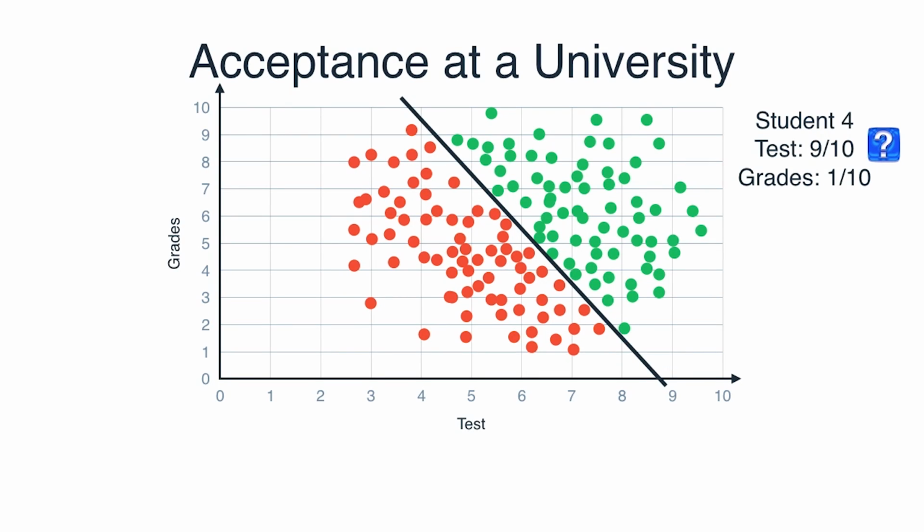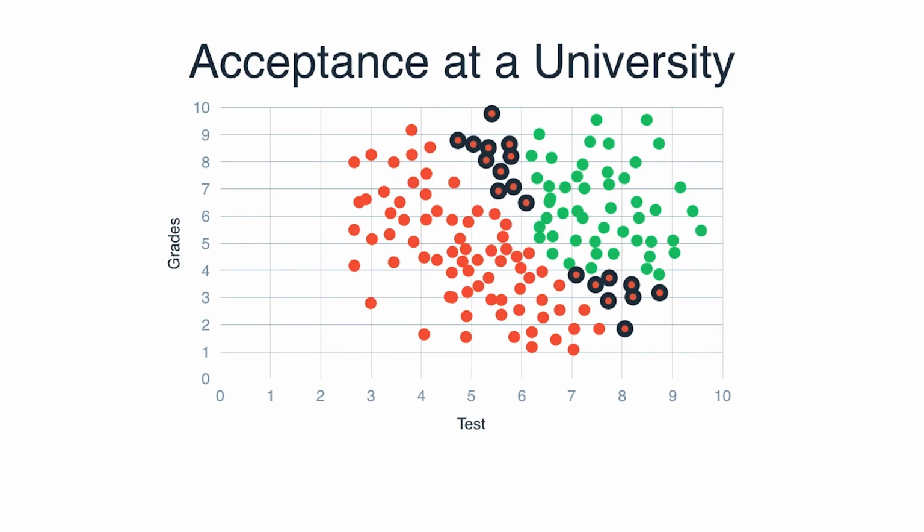Okay, so let's look more carefully at this model for accepting and rejecting students. Let's say we have a student 4 who got 9 in the test, but 1 on their grades. That student gets accepted according to our model since they are over here on top of the line. But that seems wrong since a student who got very low grades shouldn't get accepted. So maybe it's too simplistic to think that this data can be separated by just a line, right?